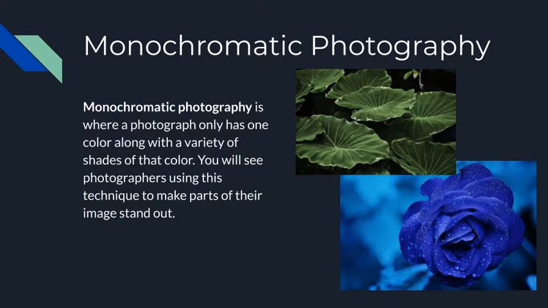Let's talk about monochromatic photography. Monochromatic photography is where a photographer only has one color along with a variety of shades of that color. You will see photographers mostly using this technique to make parts of their image stand out. This type of photography is quite hard actually because our world is full of many different colors. So finding an arrangement like the leaves in the example photo I have there, it's pretty rare.